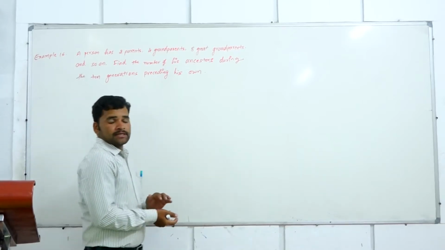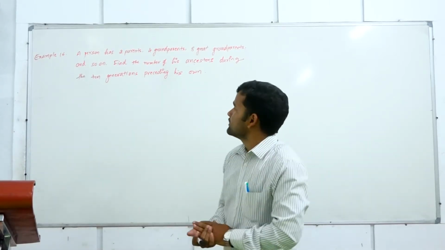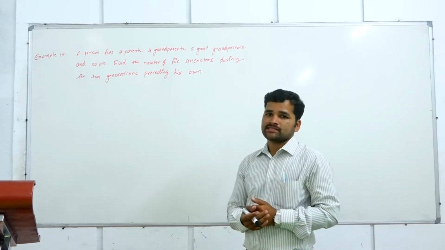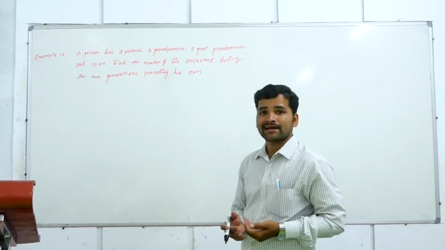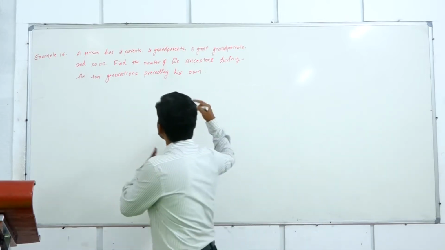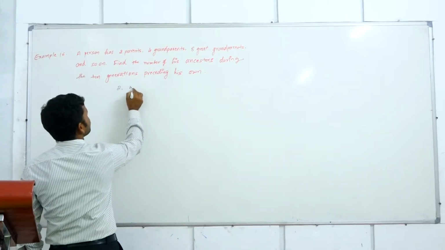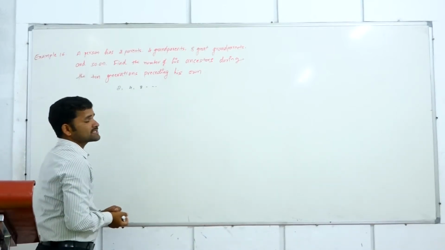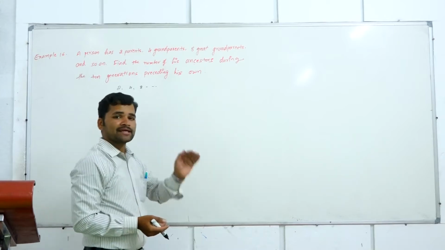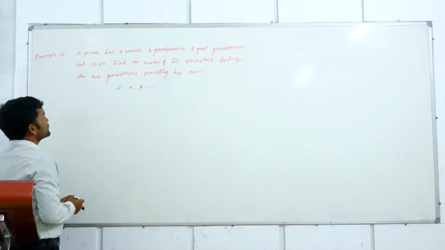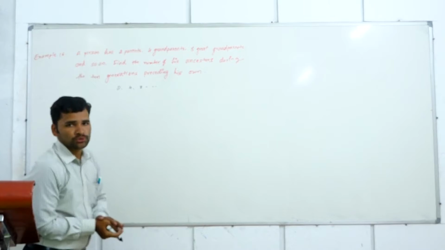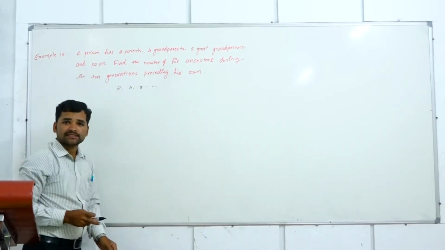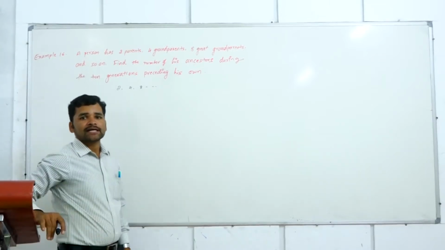Here we are going to solve problem number 16. Problem number 16 says a person has two parents and 4 grandparents, 8 great grandparents, 2, 4, 8 and so on, like that it is going. Find the number of his ancestors during the 10 generations preceding his own. Here each word you observe, find the number of his ancestors, that is, find how many elders he has.